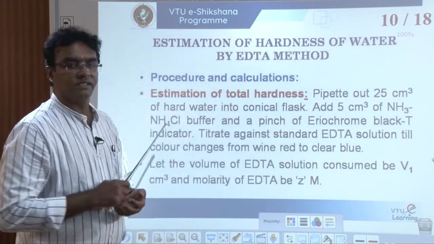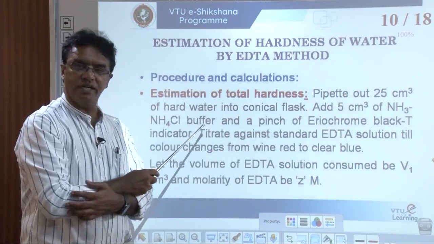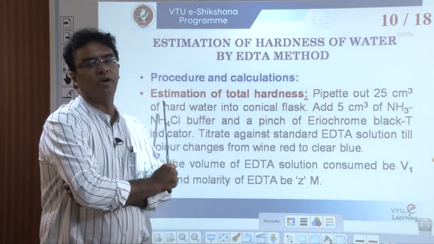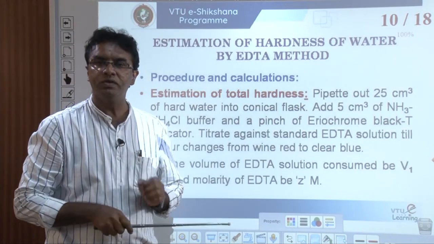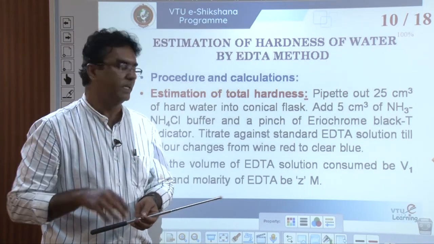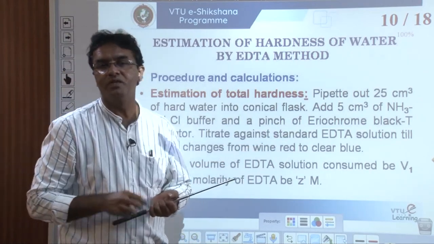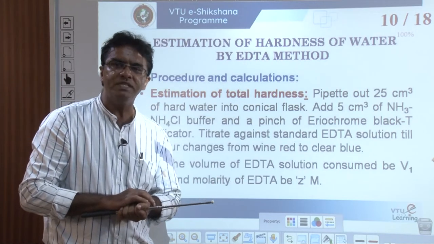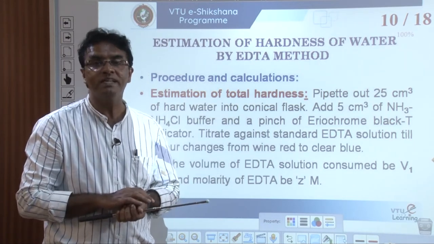Then coming to the titration, we pipette out 25 ml of hard water into a clean conical flask. To that, we will be adding 5 ml of ammonium chloride buffer to maintain the pH 10. Then to that, we will be adding a pinch of ferrochrome lactate indicator. The moment we add a pinch of ferrochrome lactate indicator, as we already know, we are going to get wine red color.